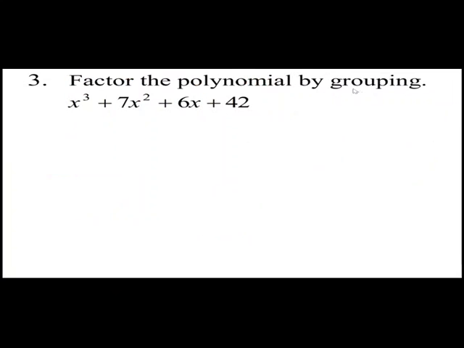Factor the polynomial by grouping. They give us a polynomial x cubed plus 7x squared plus 6x plus 42. Once again, number 3, factor the polynomial by grouping. They give us x cubed plus 7x squared plus 6x plus 42.